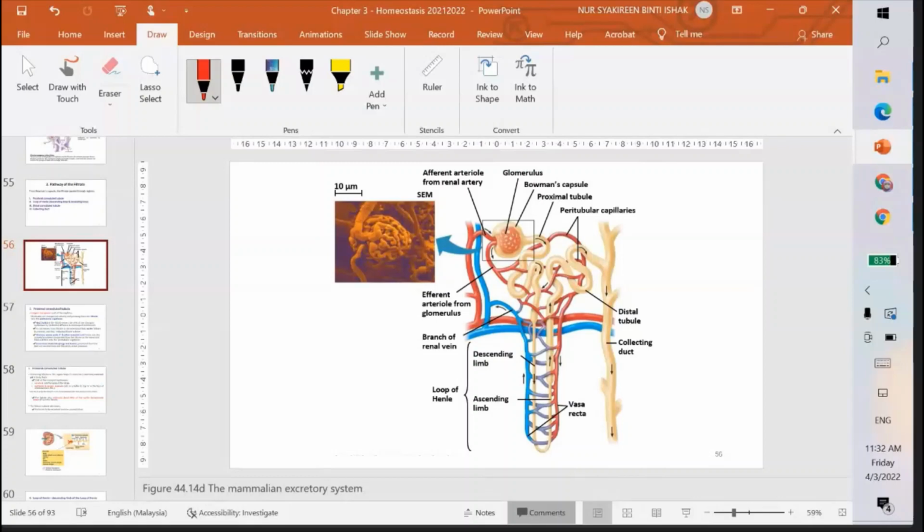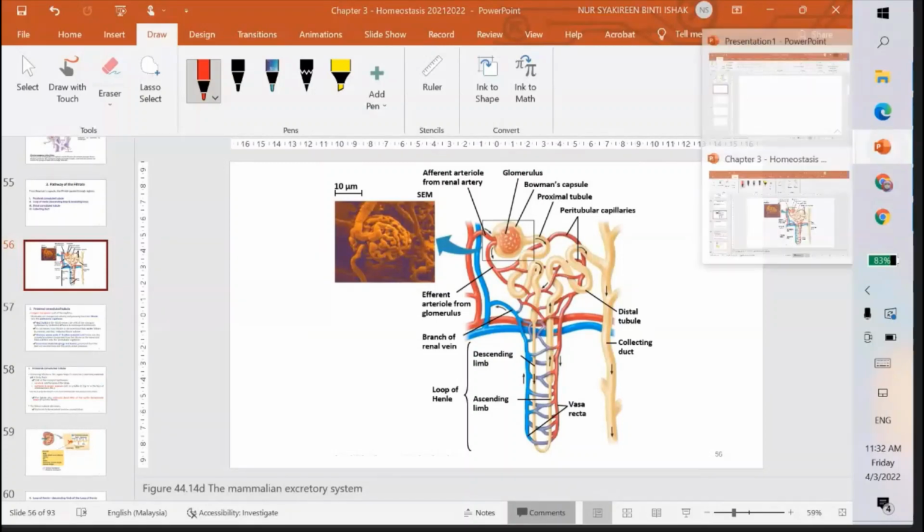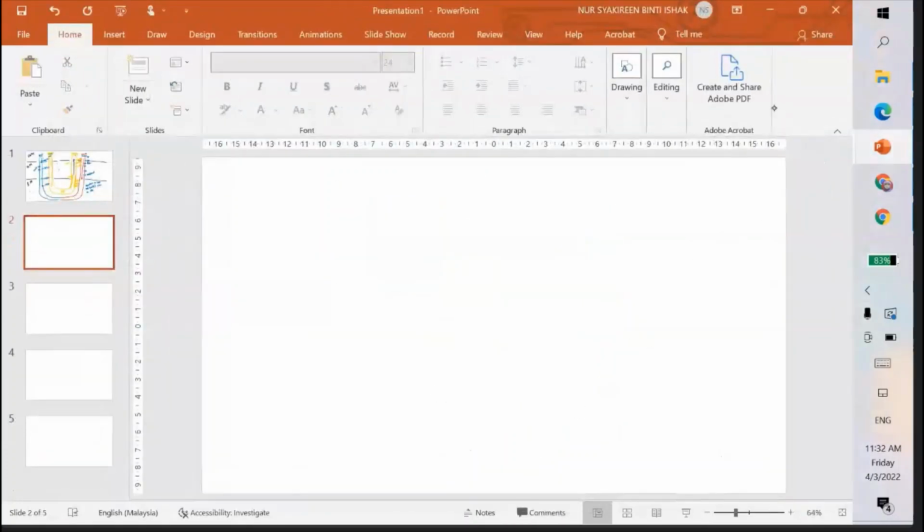Susah ke nak draw ni? Will you find it hard to draw this nephron? Yes. Okay, so basically just draw it, just simple diagram. Okay, so here you have the blood capillaries of glomerulus. Okay, it receives blood from the afferent arteriole and blood masuk kan. So blood keluar melalui efferent arterioles. So here you have the glomerulus surrounded by what? Bowman capsule. Okay, Bowman capsule.